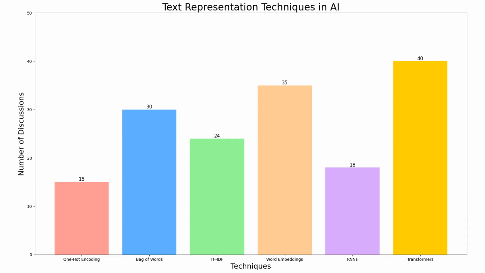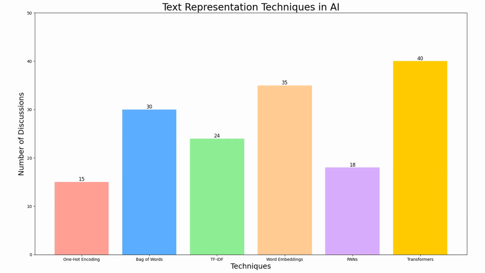The chart, titled Text Representation Techniques in AI, shows 6 methods on the x-axis, including one-hot encoding, bag of words, TF-IDF, word embeddings, RNNs, and transformers. The y-axis represents the number of discussions scaled from 0 to 50, with numeric labels above each bar. The raw counts indicate one-hot encoding at 15, bag of words at 30, TF-IDF at 24, word embeddings at 35, RNNs at 18, and transformers leading at 40.